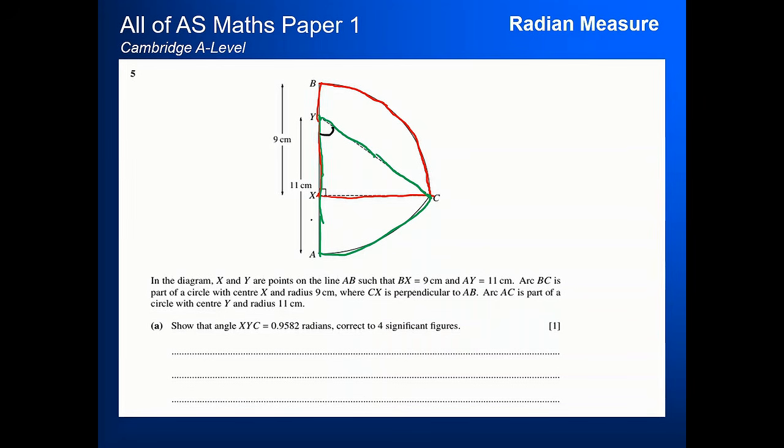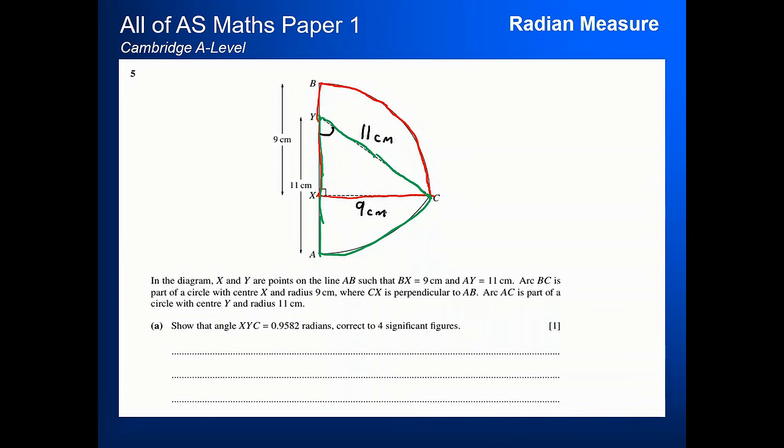If we take the green sector here, this 11 centimeters is the radius, and this here, YC, is also going to be 11 centimeters because it's also a radius of the circle. Likewise, if you now look at the red sector, this here 9 centimeters is a radius. Therefore, this one down the bottom, XC, must also be 9 centimeters.